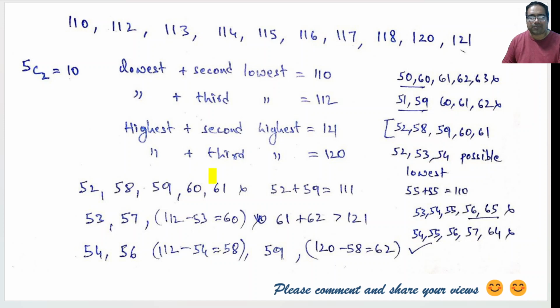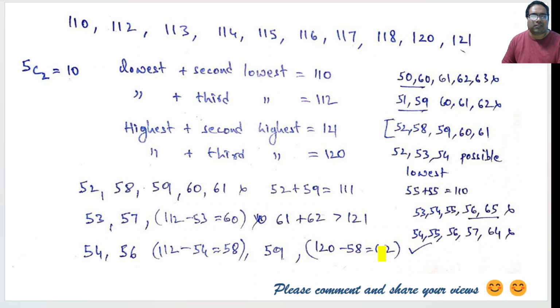We have only one other option, which is 54. If it becomes 54, the second lowest should become 56. Right. And first lowest plus third lowest should become 112. Right. What does that mean? Third lowest should be 112 minus 54, which is 58. Right. Now, third lowest is actually third highest also. Right. Because there are only five. This third highest plus highest should be equal to 120. Right. Third highest is 58, plus highest is 120. What does that mean? Highest should be 120 minus 58, which is 62.